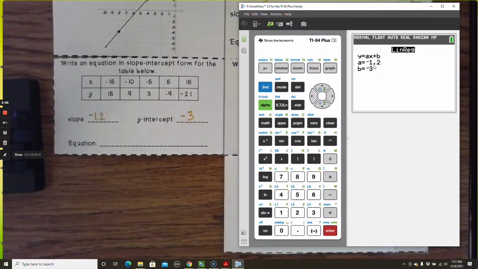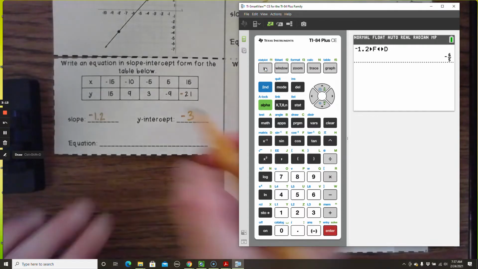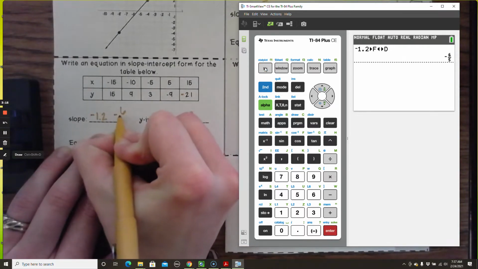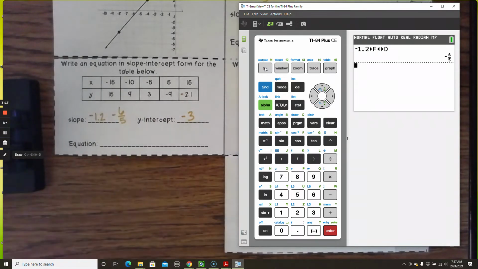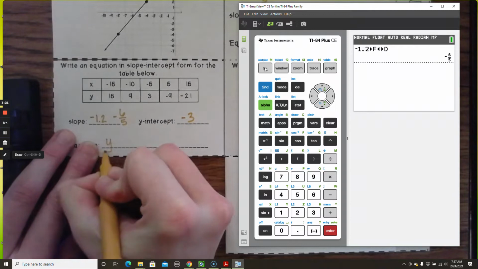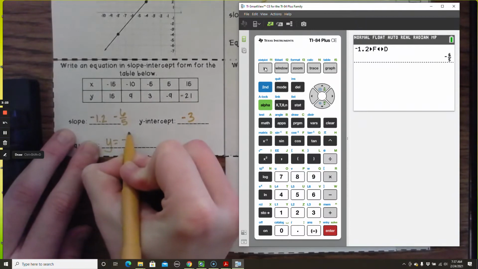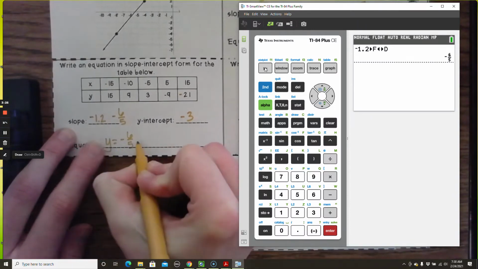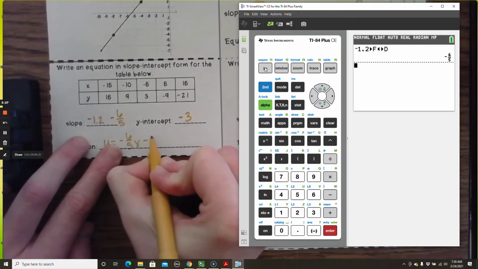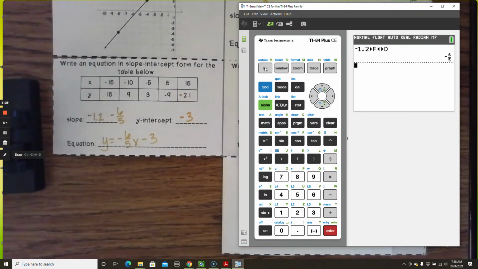Now, if you need this in fraction form, you can always type the fraction in and do alpha y4, and it will change it to a fraction, in this case an improper fraction. Once you have your slope and y-intercept, y equals, slope comes first, then the x, and then plus or minus your y-intercept.